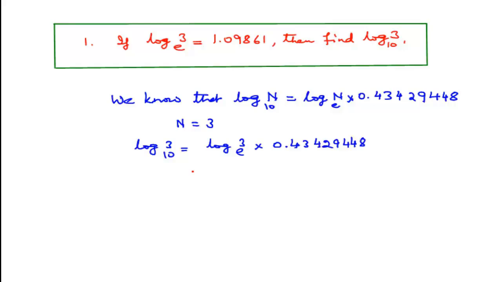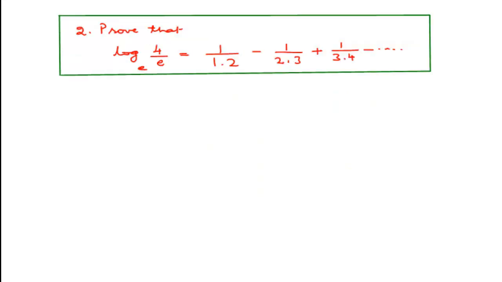So log of 3 to the base 10 is equal to log of 3 to the base e into 0.43429448. Now this value log 3 to the base e is given to us as 1.09861. So this multiplied by 0.43429448, and when we calculate it, we obtain this value as 0.4771. So log 3 to the base 10 is equal to 0.4771.